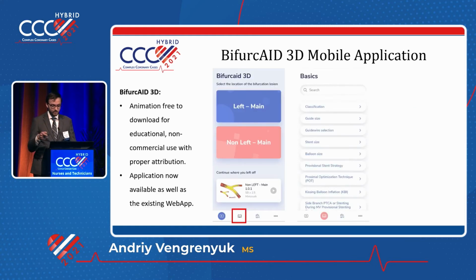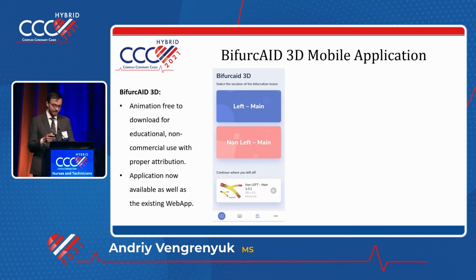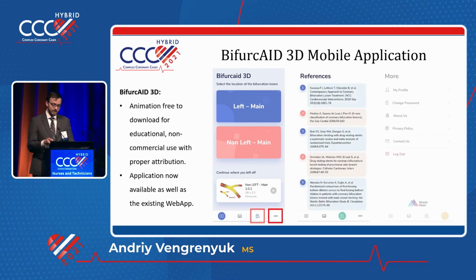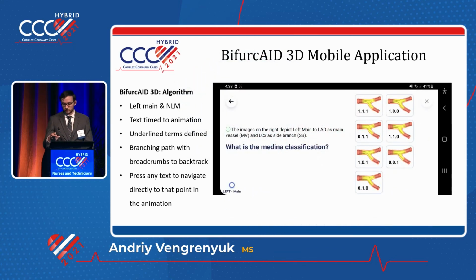Within the application, you can use all the same features: read about the basics, understand Medina classification, how to select an appropriate guide wire, how to cross a particularly stubborn stent strut into a side branch, everything like that. There's recommended reading, so you can understand the field of bifurcation stenting, where it started, where it is today. And now I'll show one quick sample use of Bifurcate 3D.